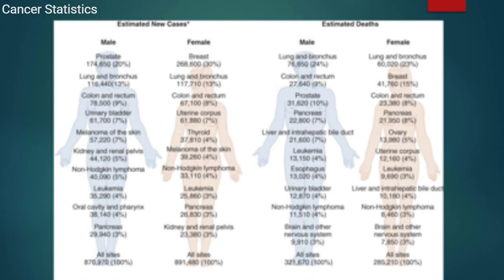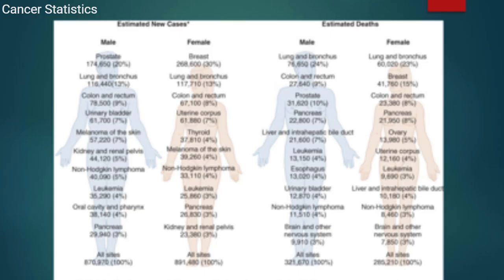But notice something important. The cancers that are most commonly diagnosed are not always the ones that cause the most deaths. For both men and women, lung cancer is the leading cause of cancer-related deaths. Even though prostate cancer and breast cancer are diagnosed more often, lung cancer is more deadly. Other cancers that cause a high number of deaths include colon and rectal cancer, pancreatic cancer, and liver cancer.